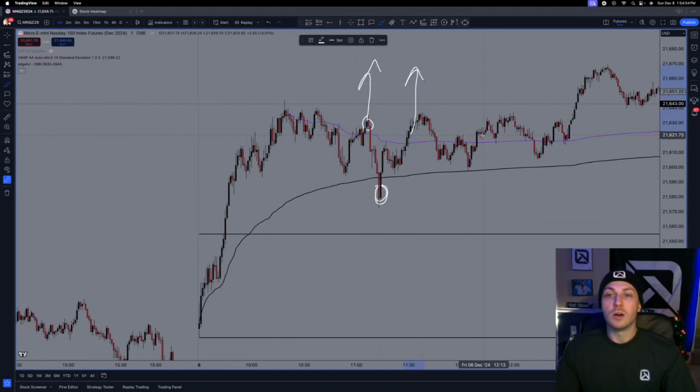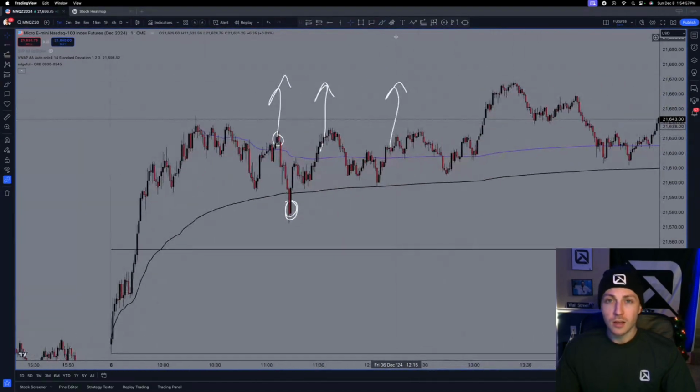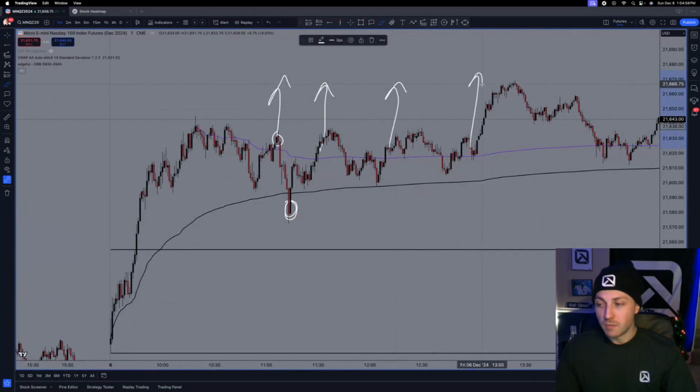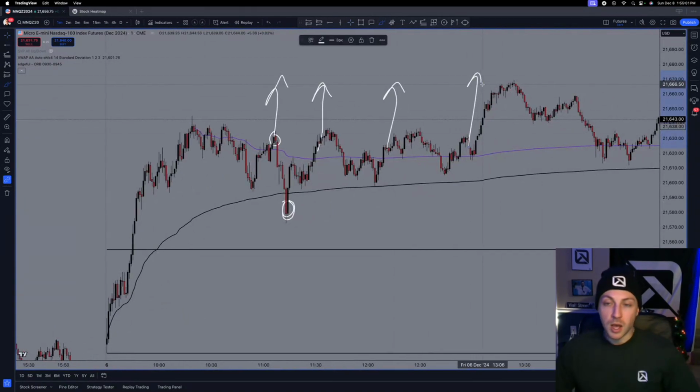Didn't have the strength to make a new high. It's not until the fourth break back above the high of day that we finally saw enough buyers to pop us higher. So it's just a very slow, choppy week.